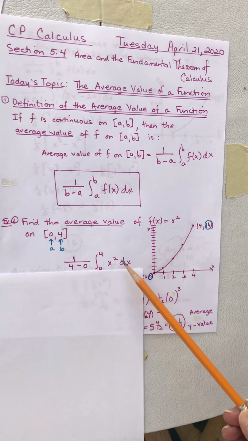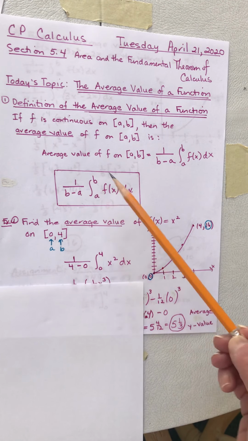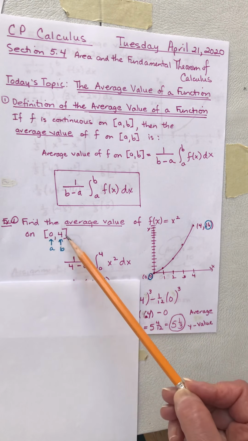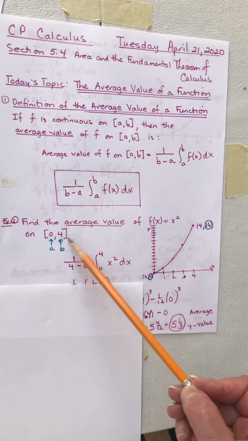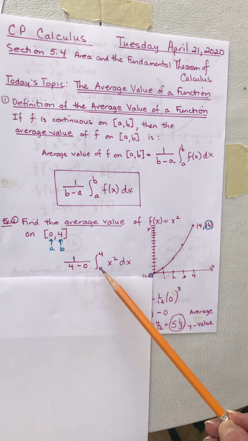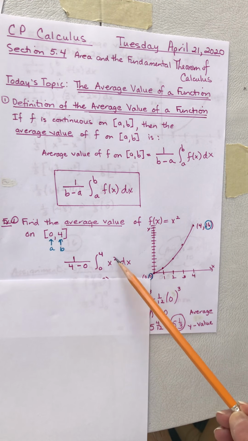So what we do here to find an average y value of a continuous function is we use our formula. And our formula is 1 over b minus a times the integral from a to b of f of x dx. So let's apply it here. Our a and our b are 0 and 4. So we get 1 over 4 minus 0 times the integral from 0 to 4 of x squared dx.